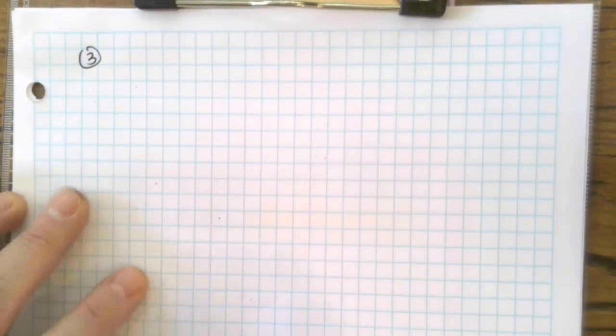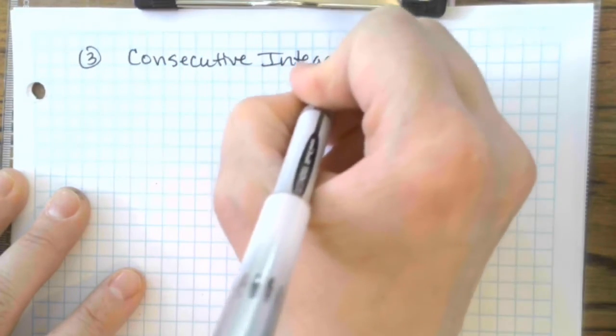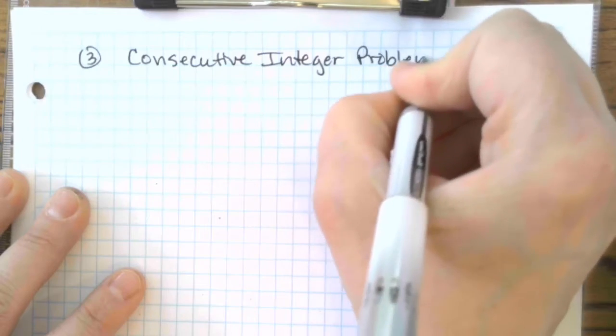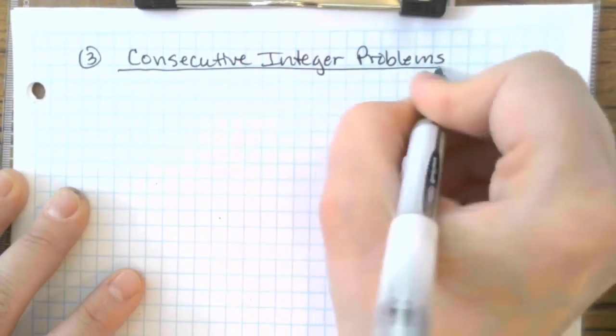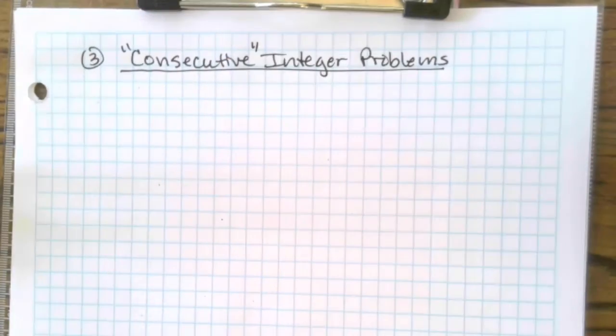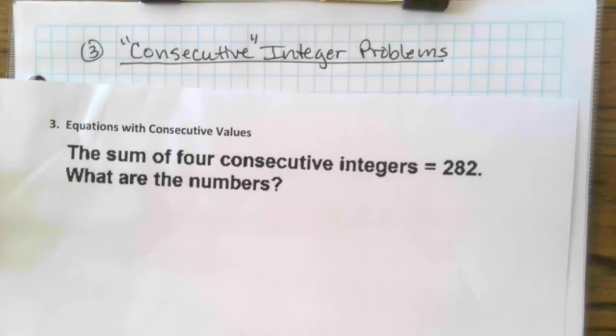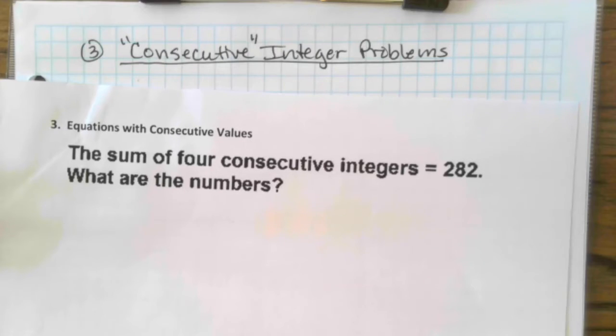And these are these little tricky ones. These are what we call consecutive integer problems. And you can tell them because they have the word consecutive in them, and they're describing a set of numbers without any particular context. So here's an example. The sum of 4 consecutive integers is 282. Okay, what are the numbers?